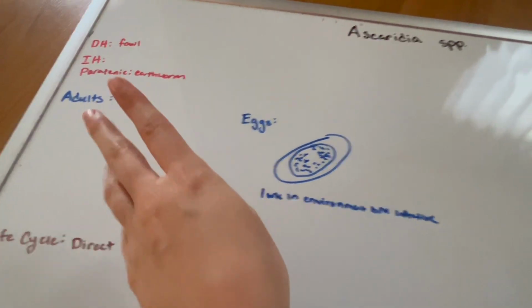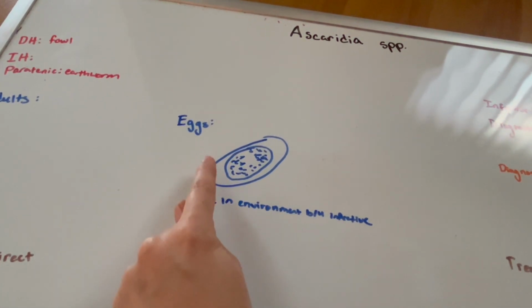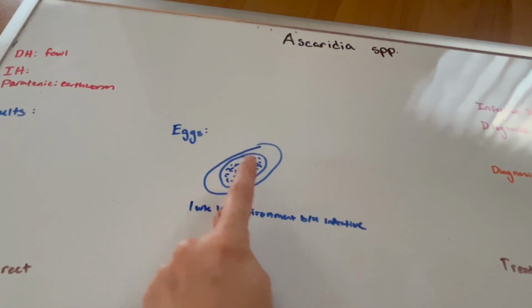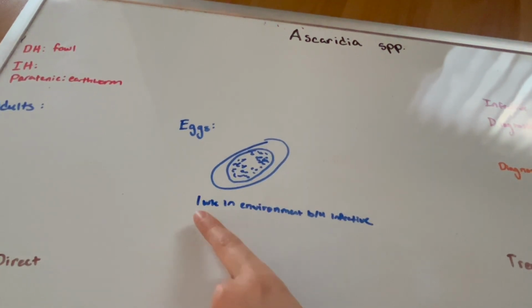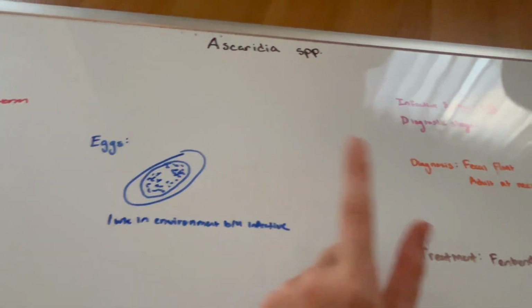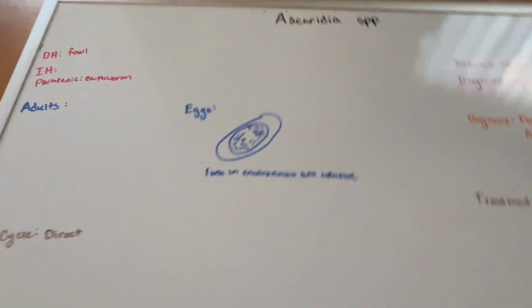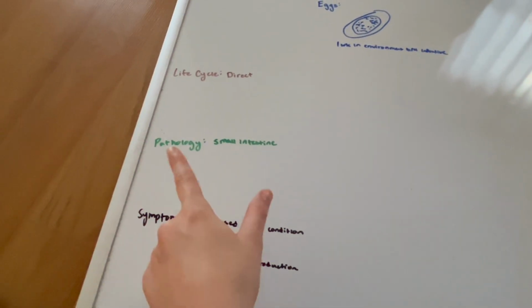Eggs, the big thing with these is that there's like a gap between the egg and the outside, and then the edges are not filled, and it takes 1 week in the environment for them to be infective. So the infective stage is the egg, and then the diagnostic stage is also the egg. Like I said, life cycle is direct.